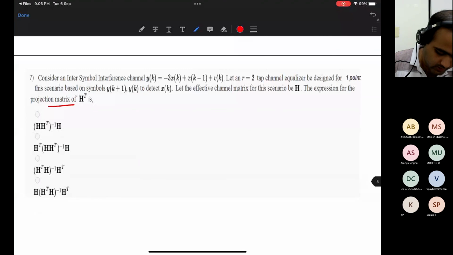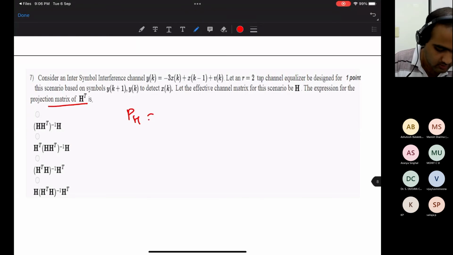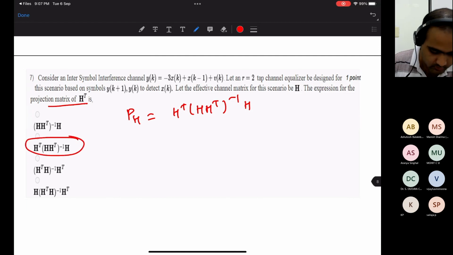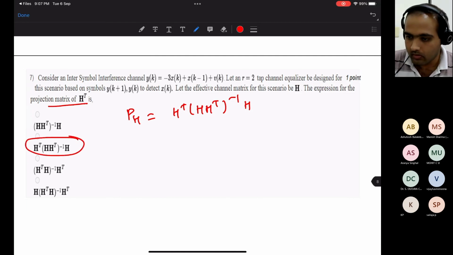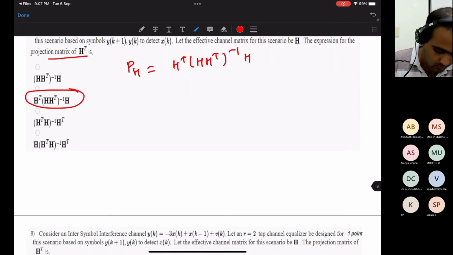Now the expression of the projection matrix H. So the projection matrix PH, as it was done in the lectures, is H transpose, HH transpose inverse H, right? So which option is this? This is option B, right? Okay.